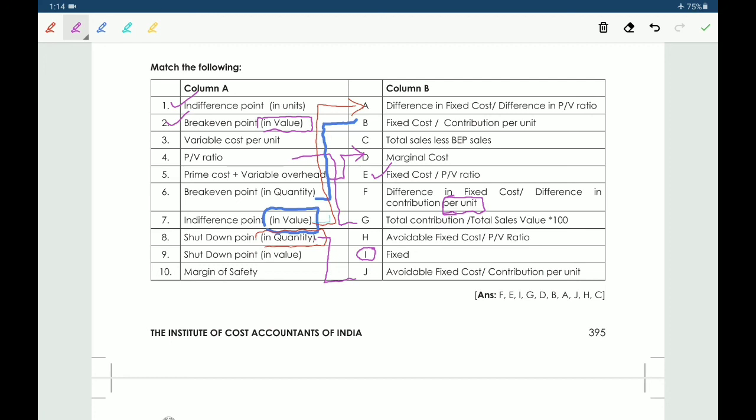Next, ninth one, shutdown point in value. Shutdown point in value is avoidable fixed cost by PV ratio in value. That's why we take PV ratio. H is the answer. Next, margin of safety. What is the formula for margin of safety? Total sales less BEP sales. So option C is the answer.